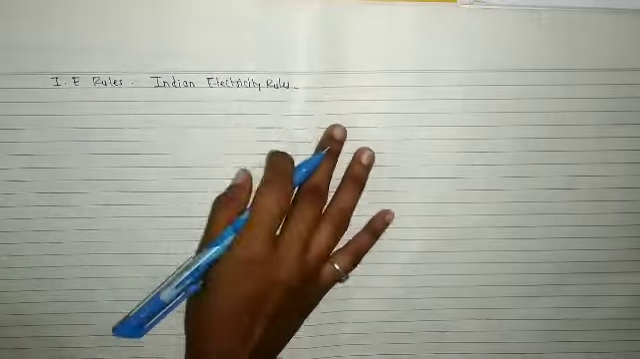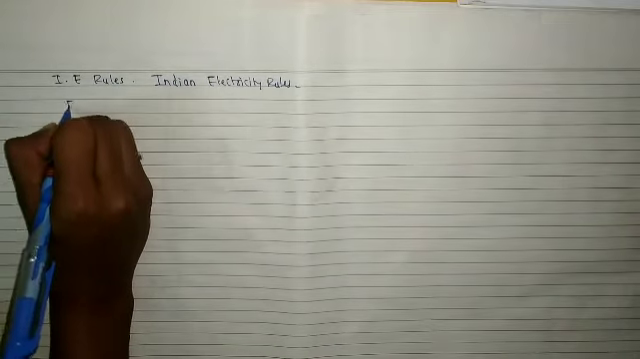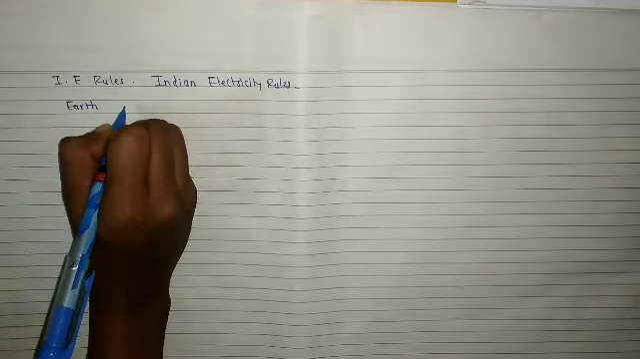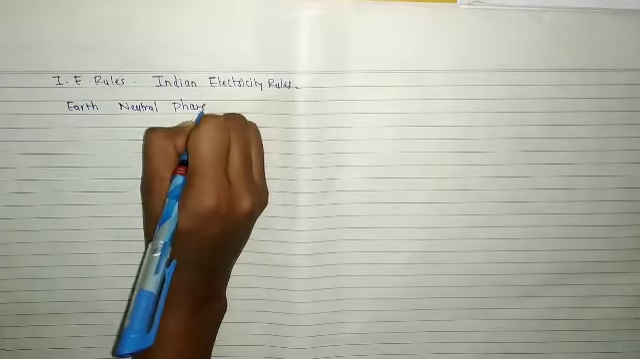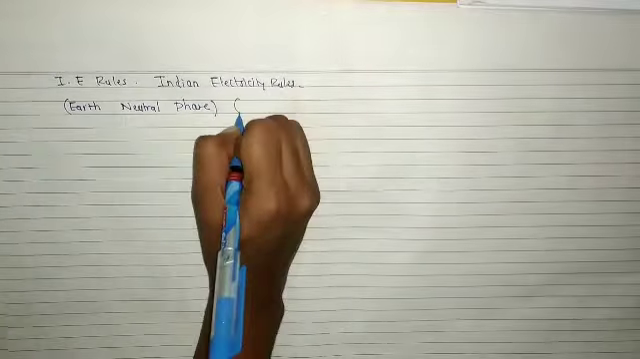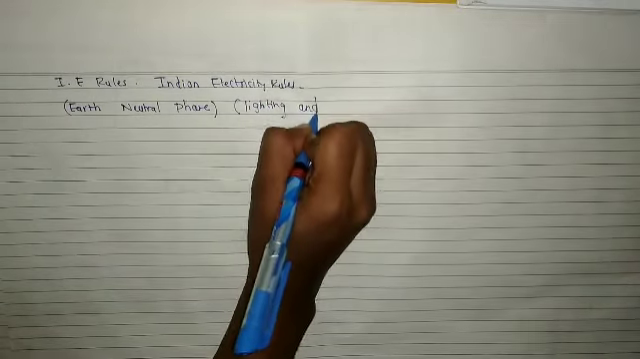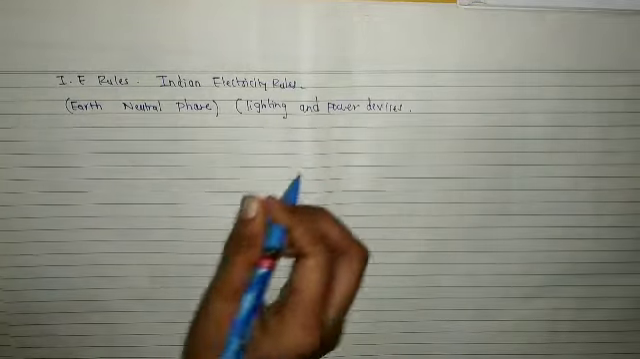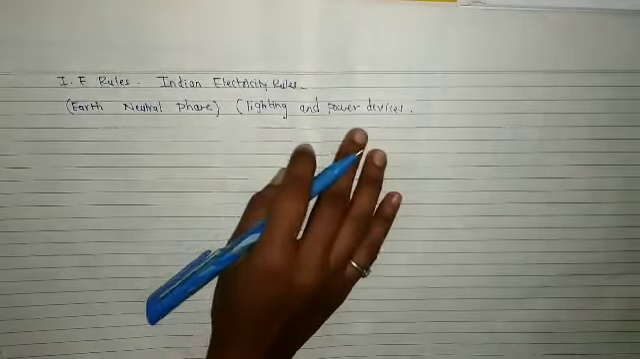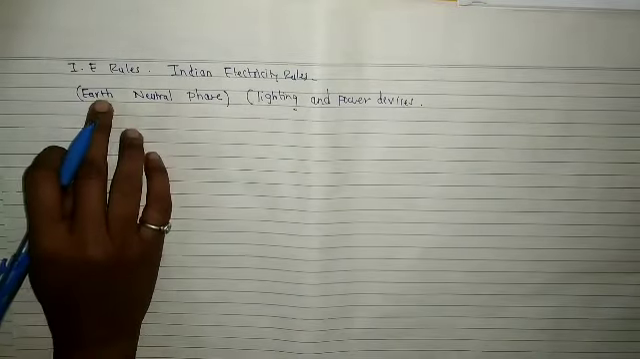Now how do you have to remember these rules? Make three parts. You know there is the earth wire, earthing is provided, then neutral and phase. These are the three sections, and again two sections are lighting and power devices. So just make three parts: earth, neutral, phase, and then lighting and power devices. What are the rules that are given for earthing?